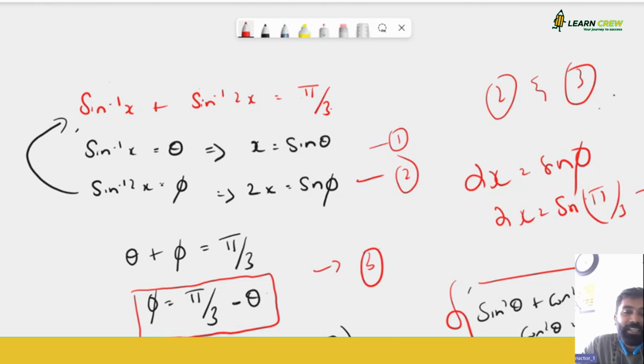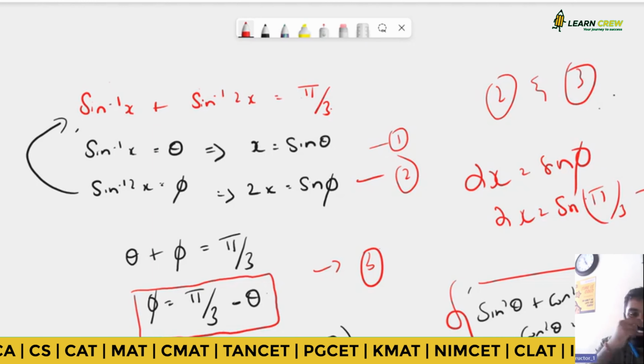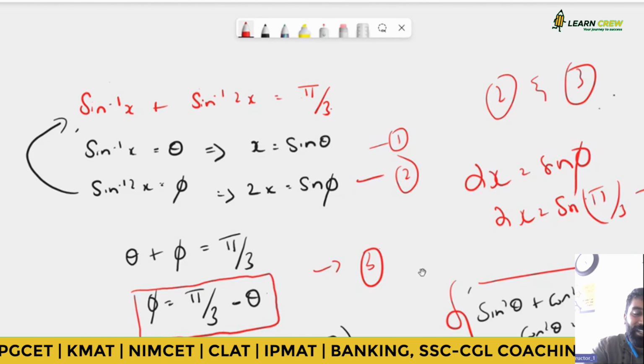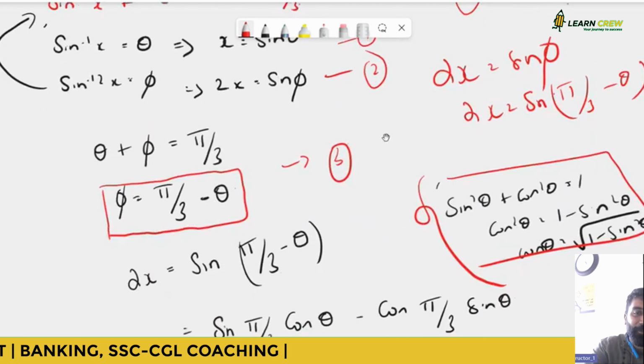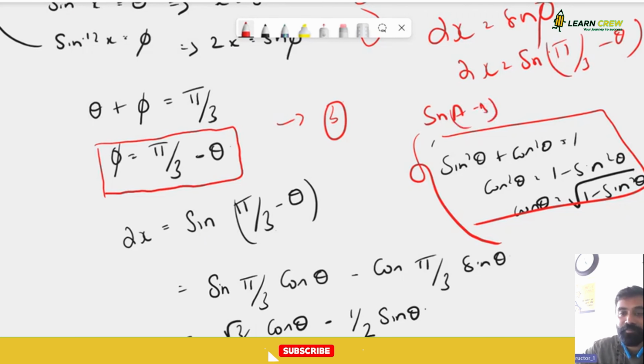Okay. See, your end aim is to get x. You do it this way or you do it some other way, no issues. End aim is to get x value. That's all. So this you can substitute here, and this becomes sine of A minus B. Sine of A minus B is sine A cos B minus cos A sine B. That is what I have represented over here.